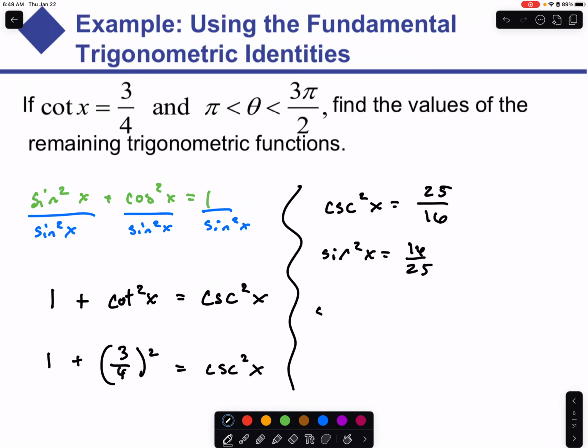So it looks like sine of x is, right now I'm going to leave it as plus or minus 4 over 5. Now, since theta is in quadrant 3 and sine corresponds to our y value, both x and y are negative in quadrant 3, so I am going to just take the negative result there because we're in quadrant 3. If I'm making a mistake, we'll adjust on the back end. Okay. So now since we have sine, we can use sine squared x.